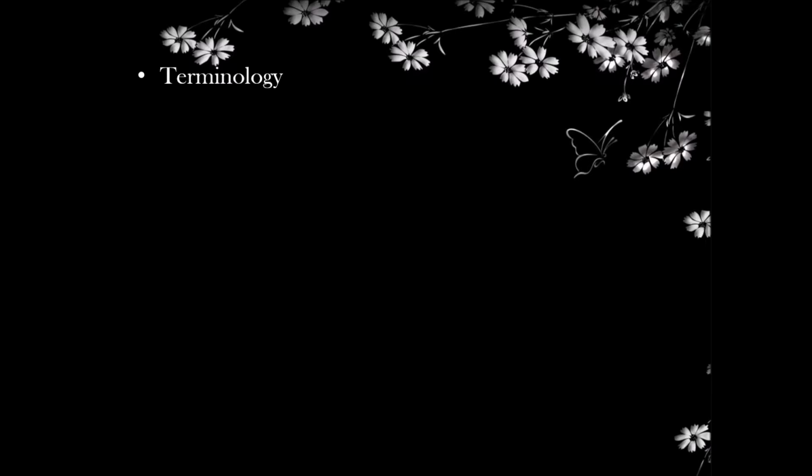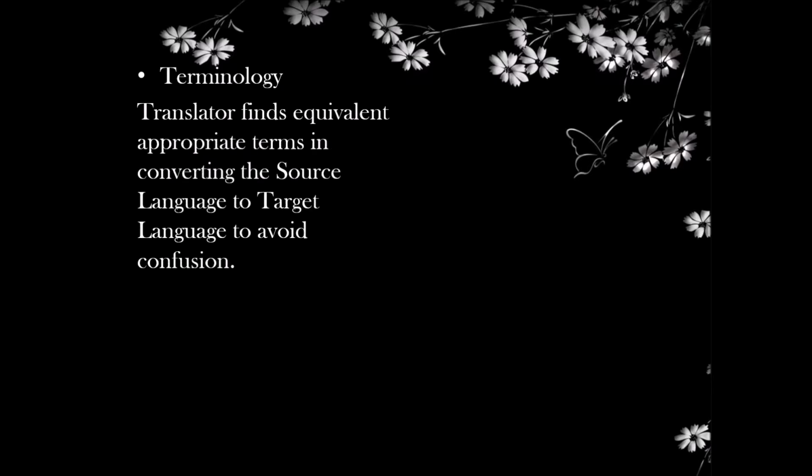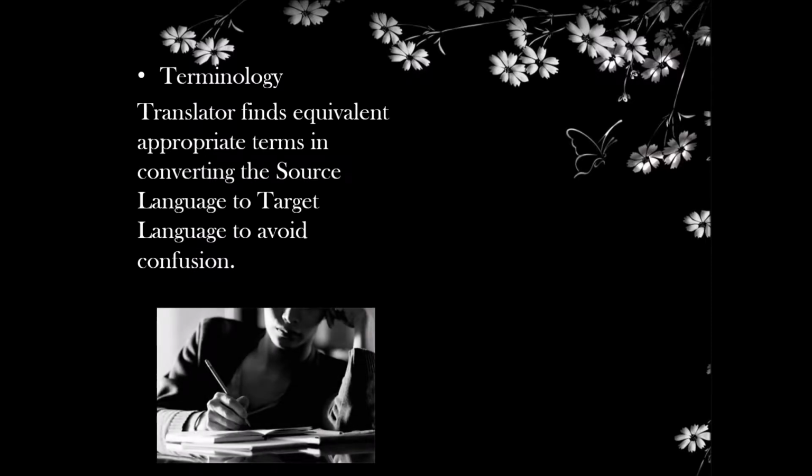The fourth is terminology. This is the step where the translator makes an effort to find the equivalent and appropriate terms in converting the source language to the target language. In translating words or sentences, the translator should know in what term the words belong. It has to be done in order to avoid confusion for the target language reader and offensive words in the result of the translation. Simply said, words mean differently in a certain term.